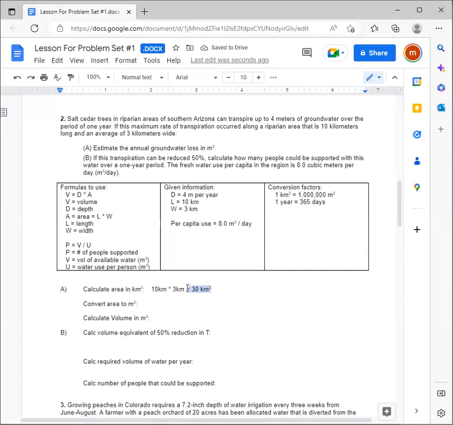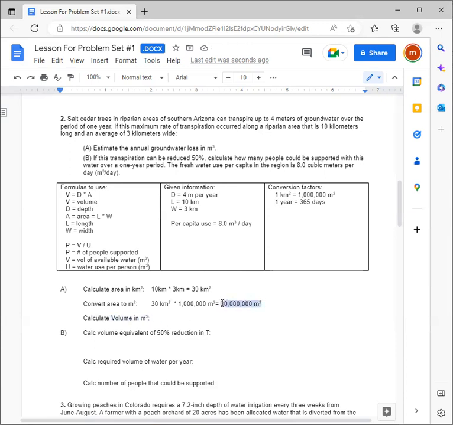But then we need to convert this into the square meters that it's asking for. So to do that, we just use this conversion here. So 1 kilometer squared is equal to 1 million meters squared. So multiply those two together. And that is going to give us 30 million square meters. Then we're going to calculate the volume in cubic meters.